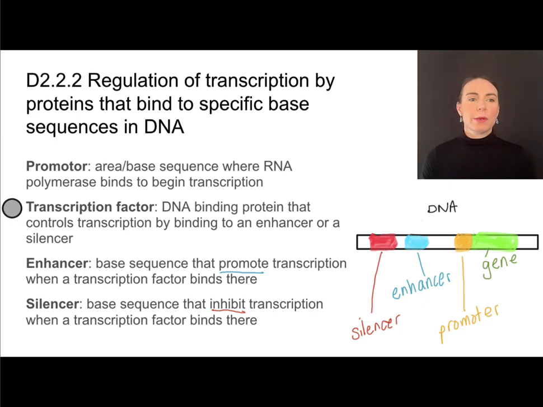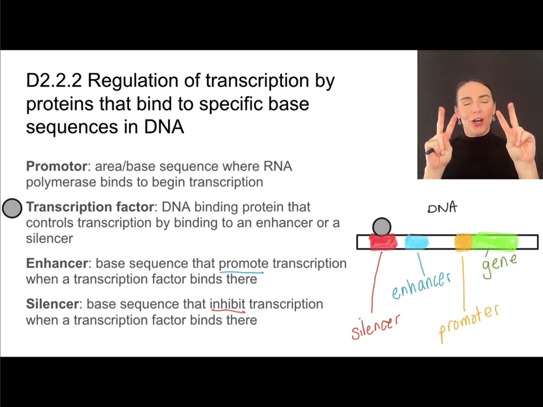If a transcription factor binds to an enhancer, then transcription is increased. That promotes transcription, which means that gene is going to be expressed. If, however, the transcription factor binds to the silencer region, that is going to inhibit transcription, and this is how cells turn off genes, right? Making sure that that gene is not expressed by making sure that that protein is not manufactured.